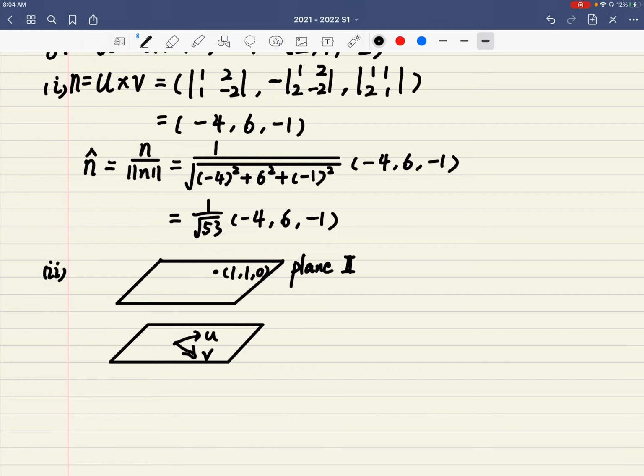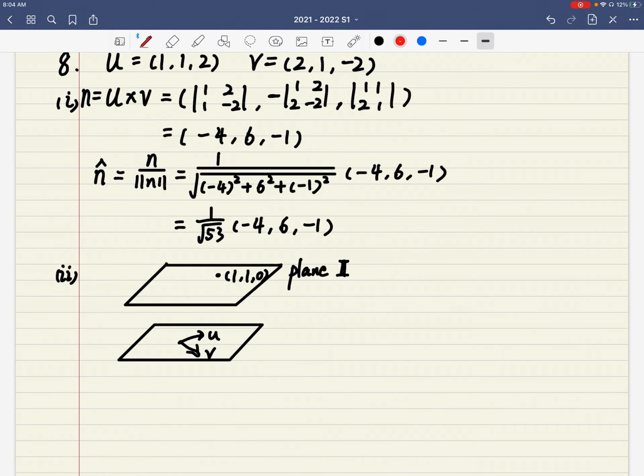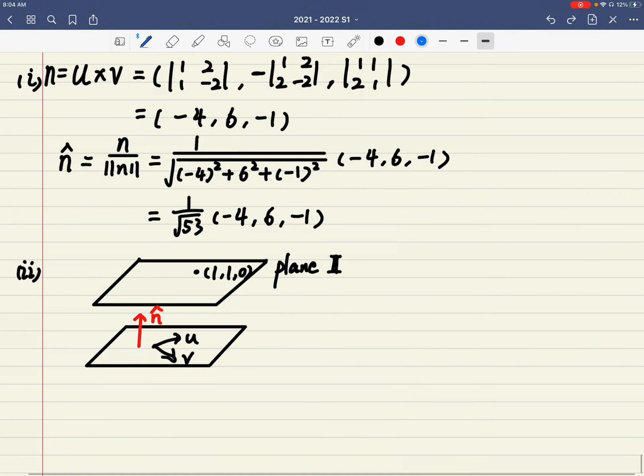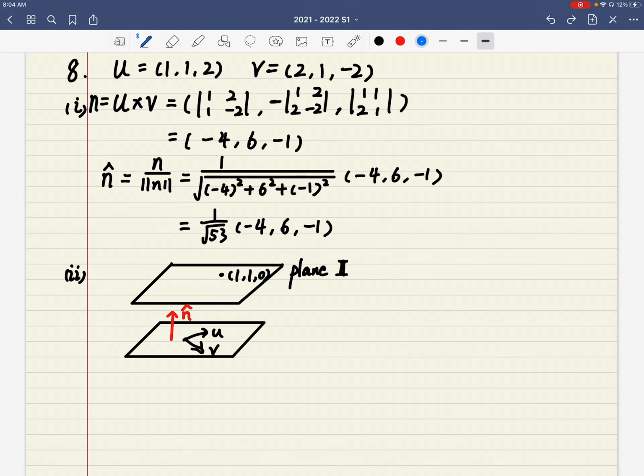What's the scalar equation? Part A, of course, is going to be very useful because we already know a vector that is perpendicular to u and v. So we can draw that vector here. Because these two planes are parallel, this vector is also perpendicular to plane 2. Now here's a trick. To get an equation of a plane, it's essentially saying that you want a way to verify whether an XYZ combination is on the plane or not.